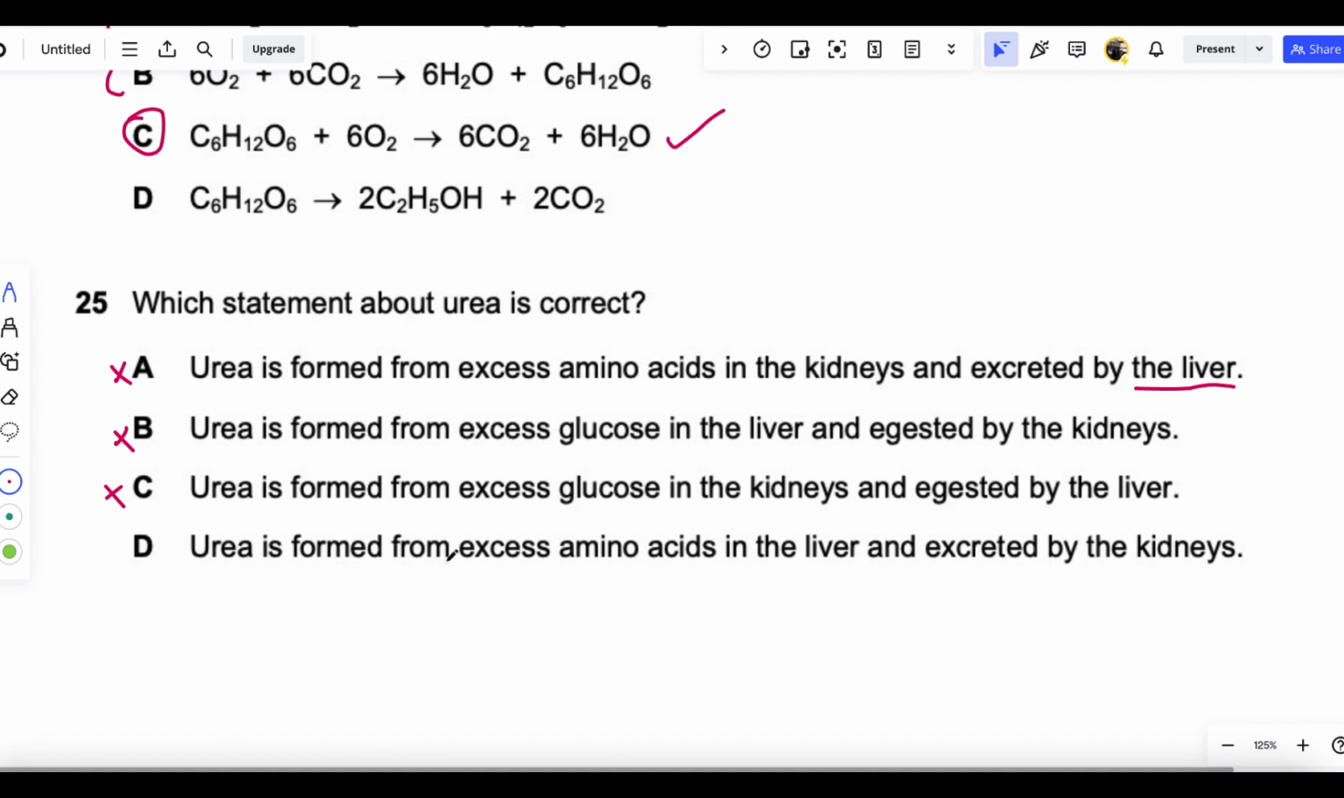Urea is formed from excess amino acid. That's correct. It's formed from excess amino acid, which was the first point this one mentioned. The only thing that made this one wrong was that it is excreted by the liver. It's not excreted by the liver, it's excreted by the kidney. So it says urea is formed from excess amino acid in the liver. That's correct. And excreted by the kidney. That's correct. So the correct answer is D.